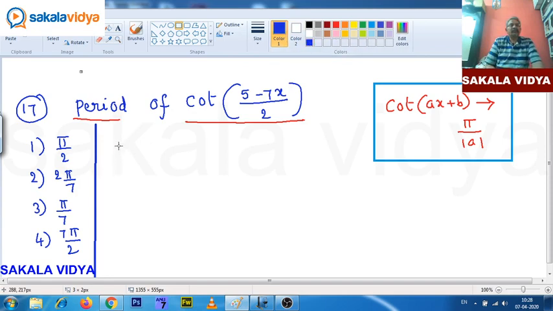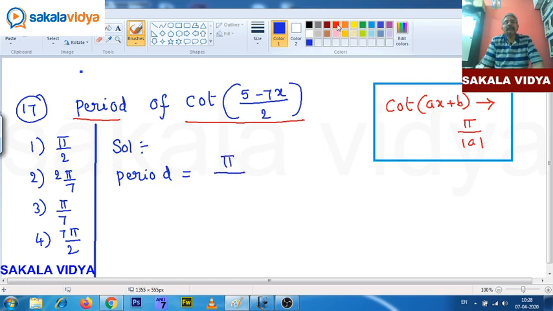So now the solution or hint. Period is equal to pi divided by the x coefficient, which is minus 7. So the mod of minus 7 gives pi by 7. So absolutely the third option is the right option.